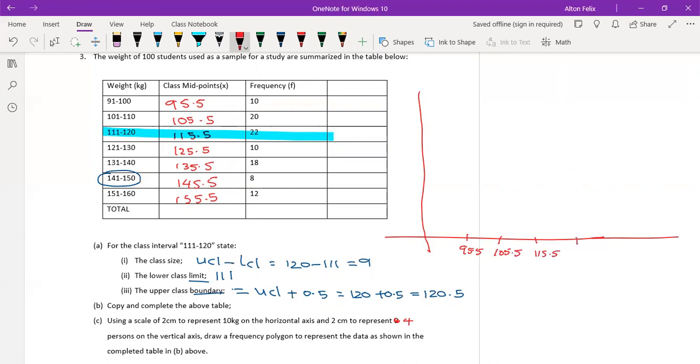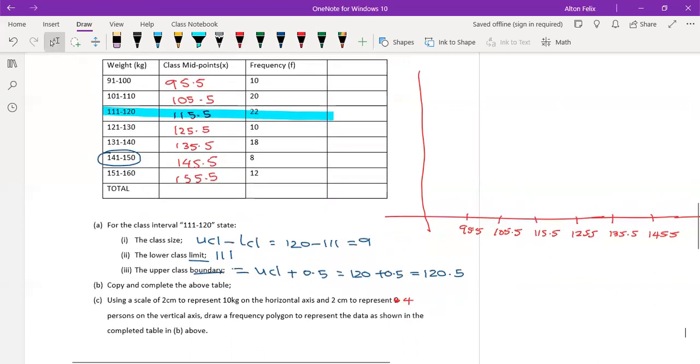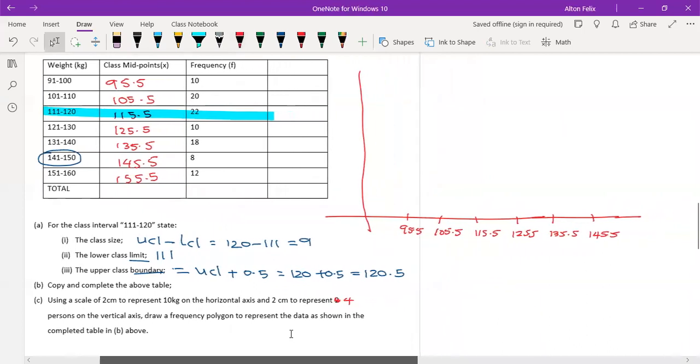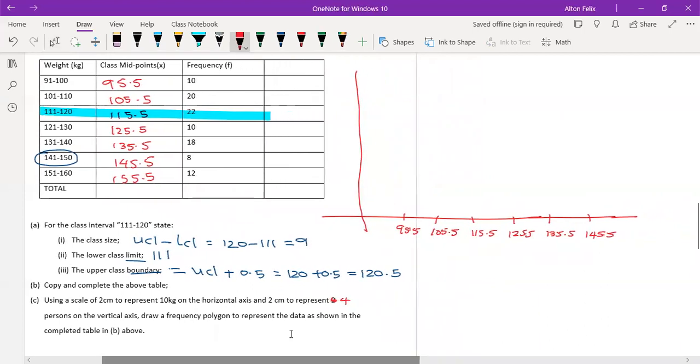fourth one 125.5, then we have 135.5, then we have 145.5, then we have 155.5.